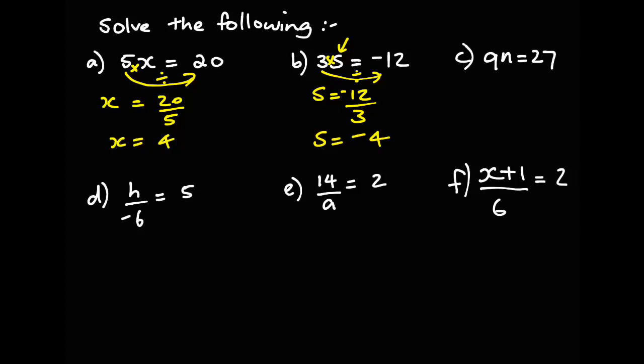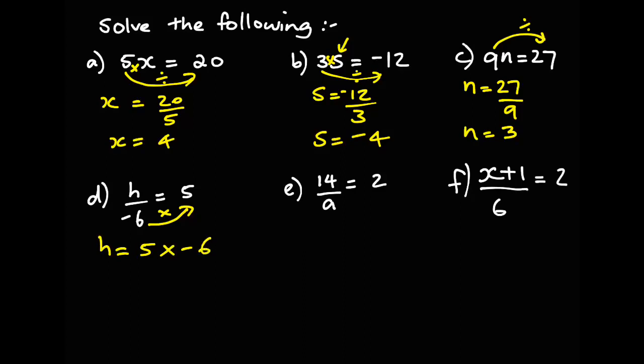Solving for C now. Again, we want to bring this 9 across. It needs to come across as a divide, so n equals 27 divided by 9, n is equal to 3. Now solving for D, we want to get h on its own, so the negative 6 needs to come across to the other side. Because the negative 6 is dividing, it must come over as a multiply. So h is equal to 5 times negative 6, h equals negative 30.